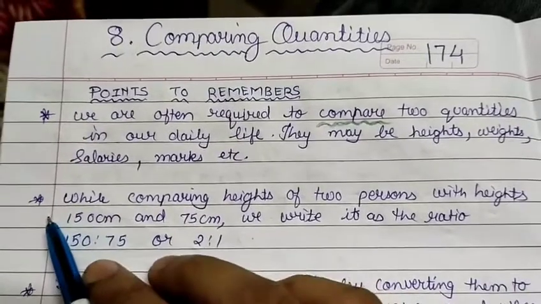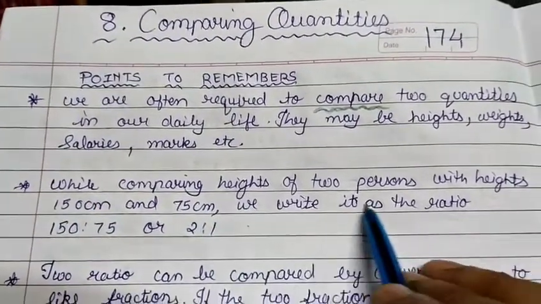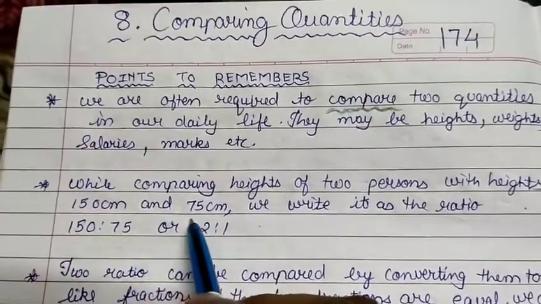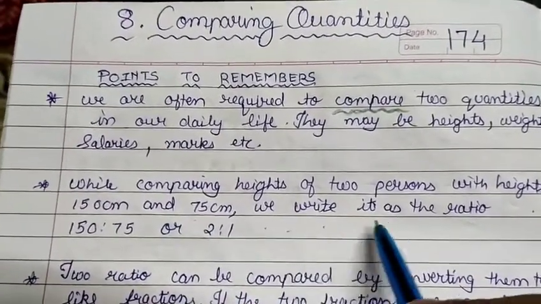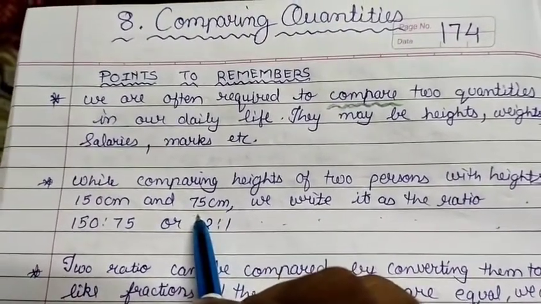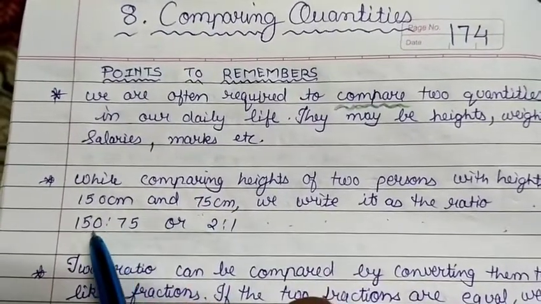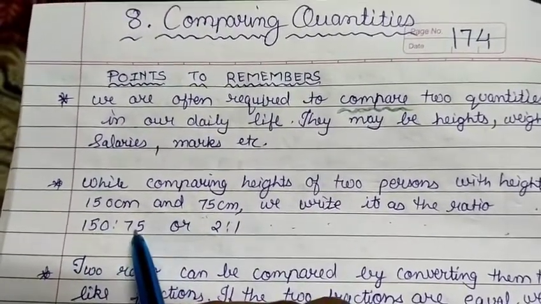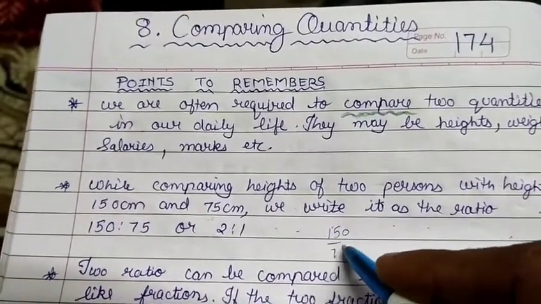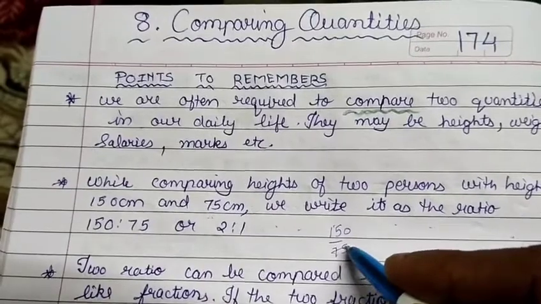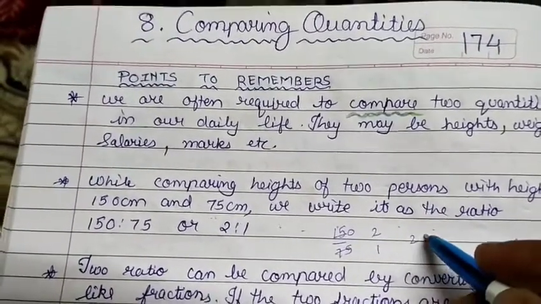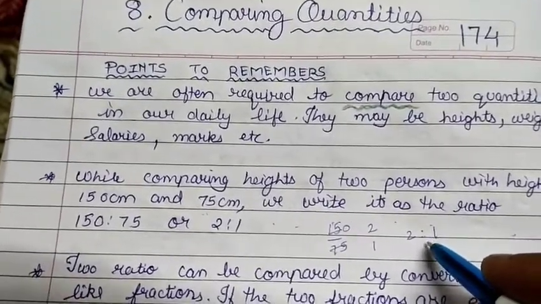Now let us see another point. While comparing the heights of two persons with heights 150 centimeter and 75 centimeter, we write it as a ratio. See, in this way you have to write: 150:75, means 150 divided by 75. As we all know, 75 ones are 75 and 75 twos are 150. So we get the ratio between both as 2:1.